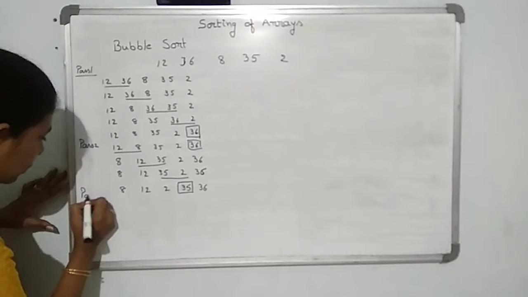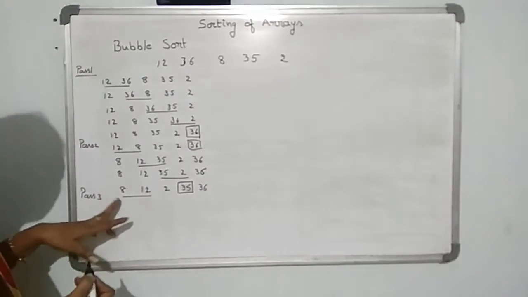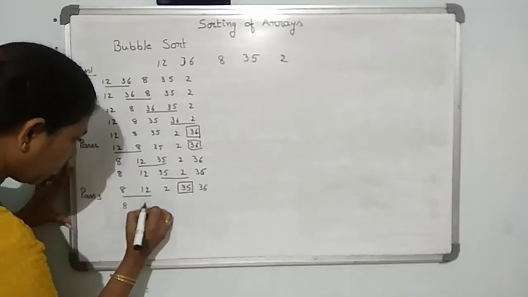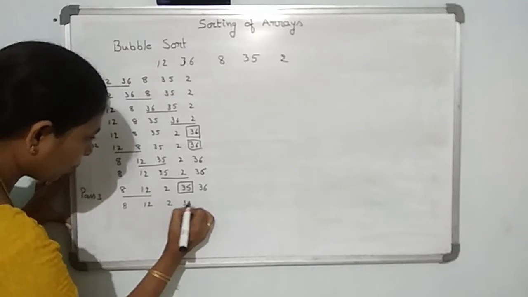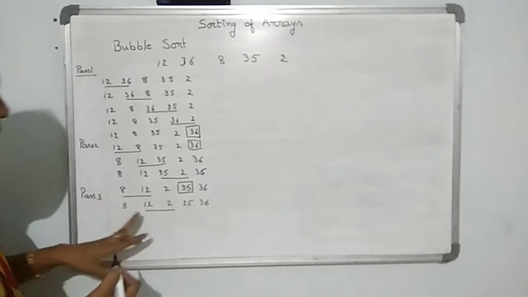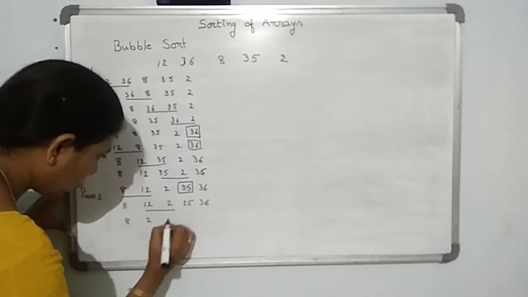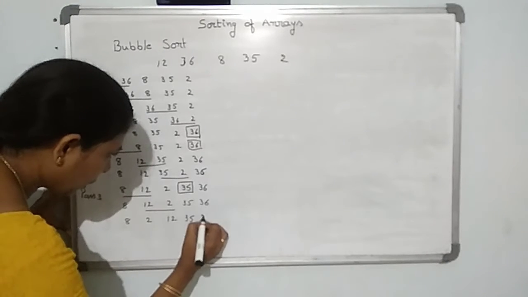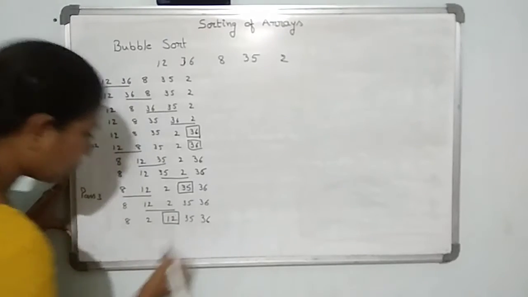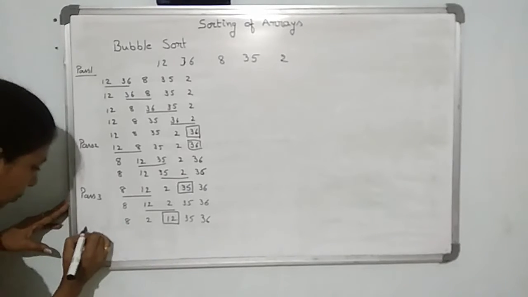Now I am applying pass 3. Now compare these two elements 8 and 12. 8 is less than 12, so you cannot apply any swapping. So in that case we have 8, 12, 2, 35 and 36. Now compare 12 and 2. 12 is greater than 2, so again you apply the swapping: 8, 2, 12, 35 and 36. So this is the third largest element, positioned in the last but two position. Now I am applying pass 4.